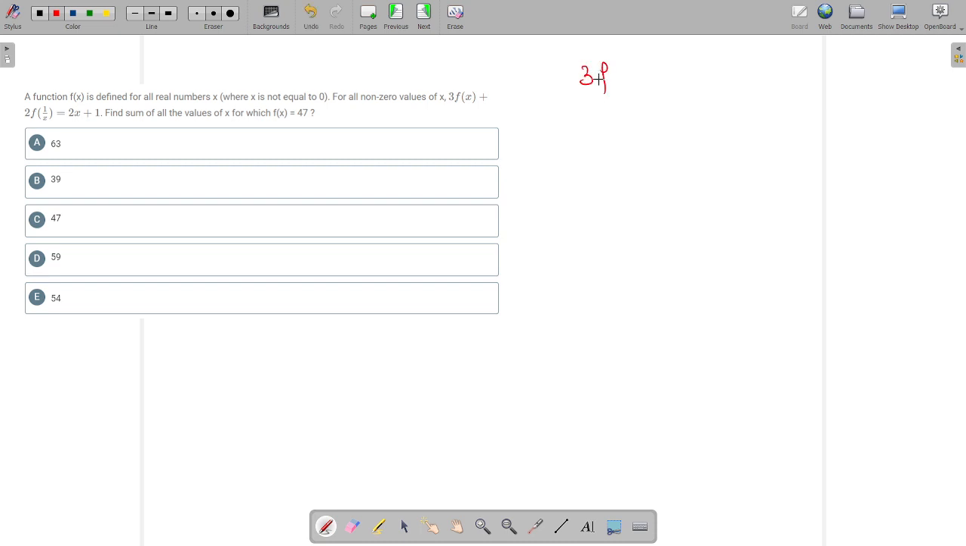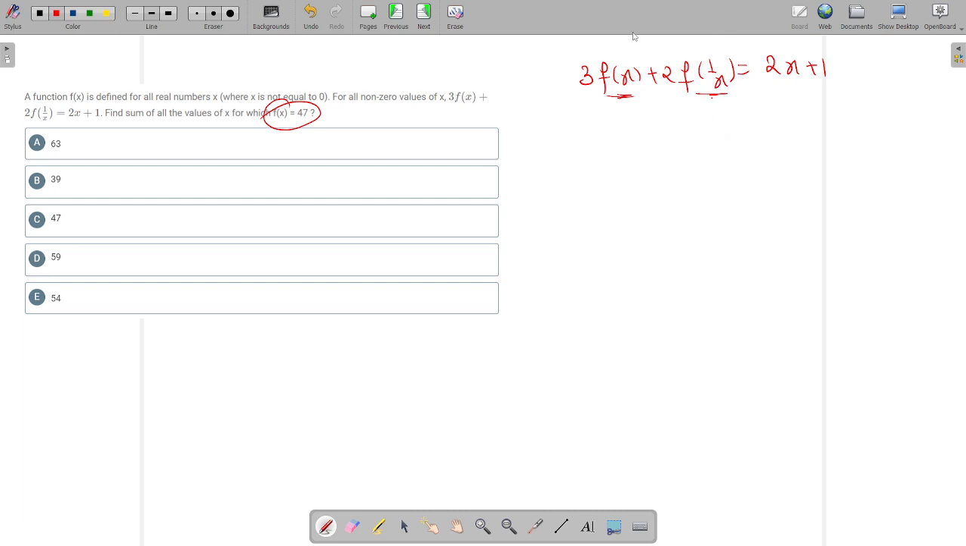So let's start. 3 times f of x plus 2 times f of 1 by x equal to 2x plus 1. Okay, as soon as you see this, this is the trick I'm telling you, you should know. As soon as you see f x and f 1 by x, one thing you should do is, since we need that f x equals 47, we have to find the sum of all the values of x. So try to get rid of this f 1 by x.